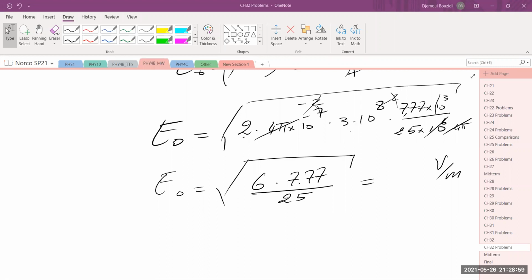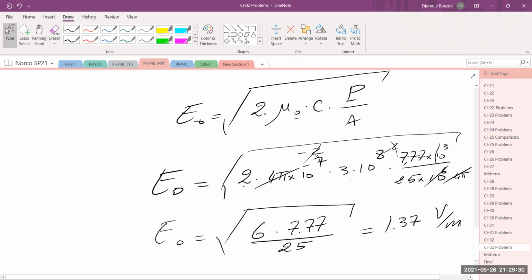Square root of, open parentheses, 6 times 7.777. Unless, did I miss a point in here? No, everything looks good. Divided by 25, and close the parentheses and hit enter. So it's giving me 1.36 or 1.37 actually. Volt per meter. This is a very tiny electric field. It's not going to budge anything. It's not going to move anything. Your eyes are not going to react to this much of the strength of the signal here. This is a very tiny electric field.